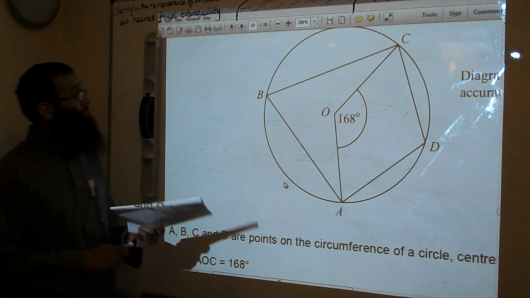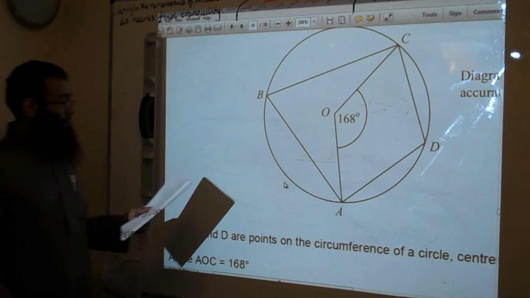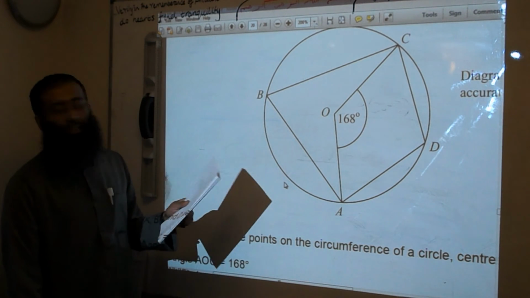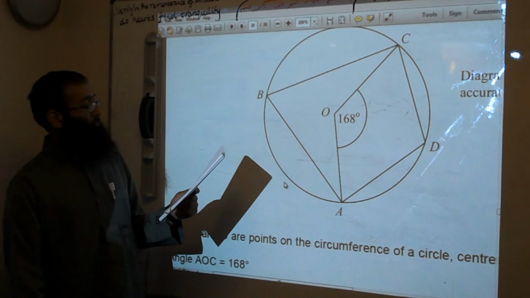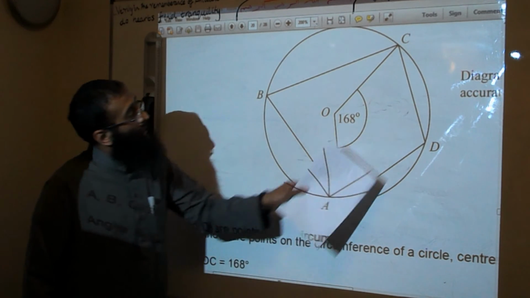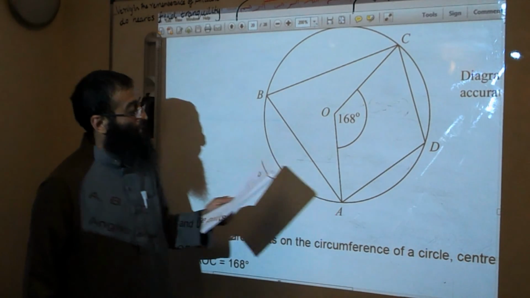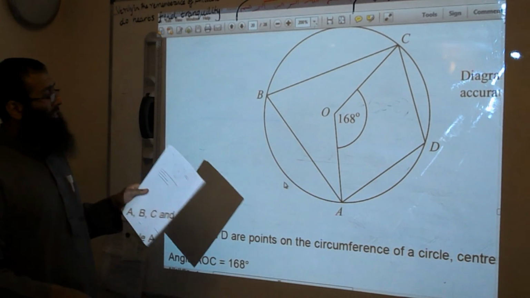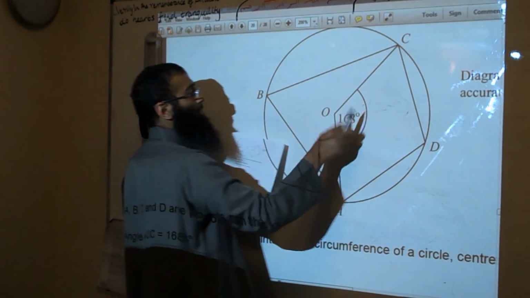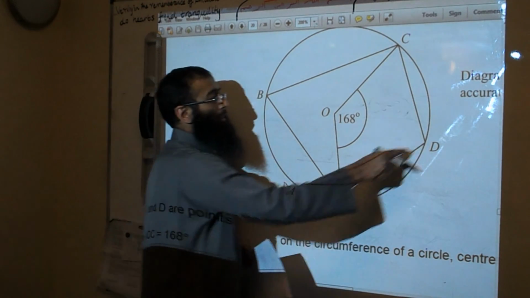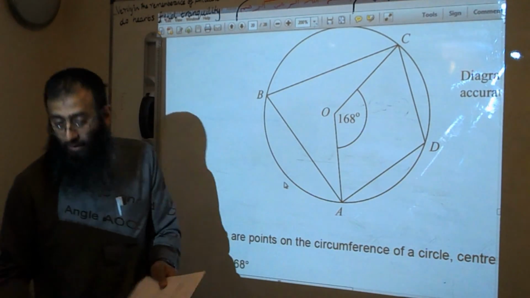Alright, let's have a look. Question number 18, let's read it. It says, diagram not accurately drawn, that means we're not allowed to measure the angles. A, B, C and D are points on the circumference of a circle, centre O. Angle AOC is 168. Work out the size of the angle ADC. ADC. We've got to work out the angle, which one?